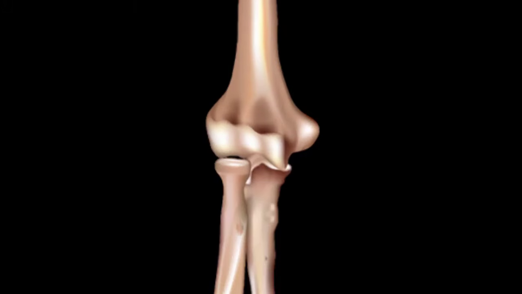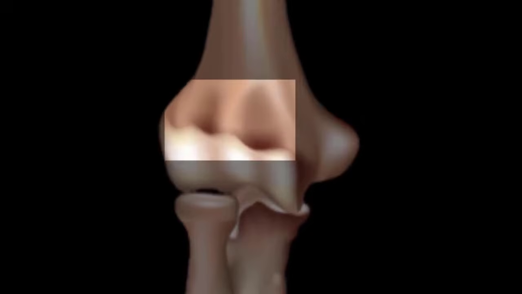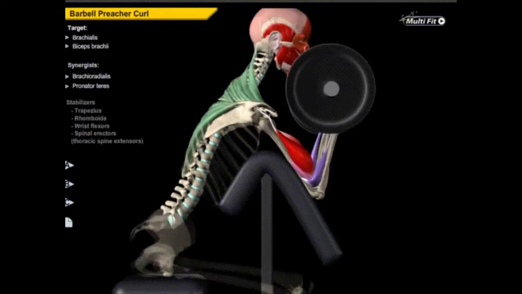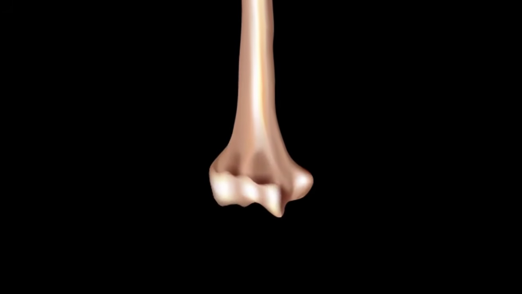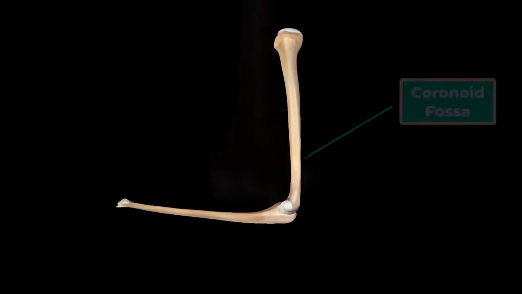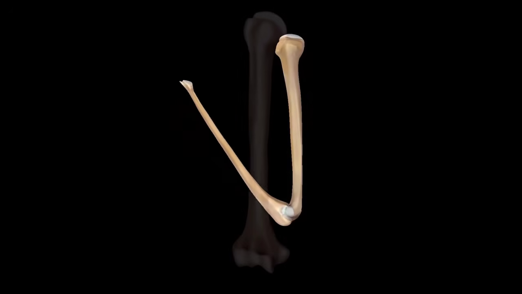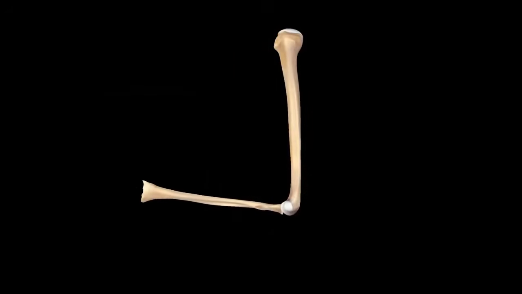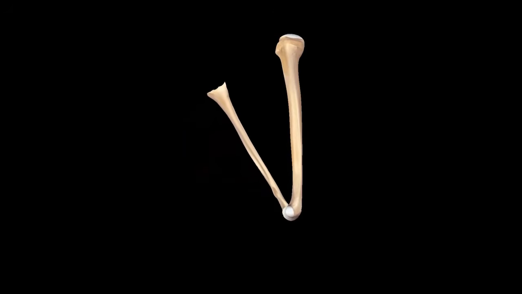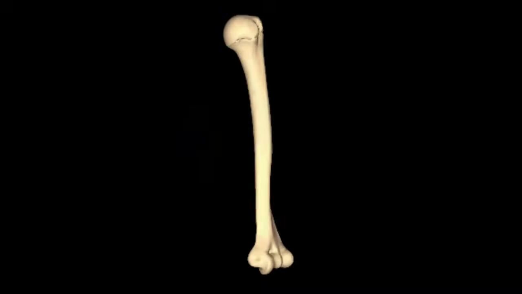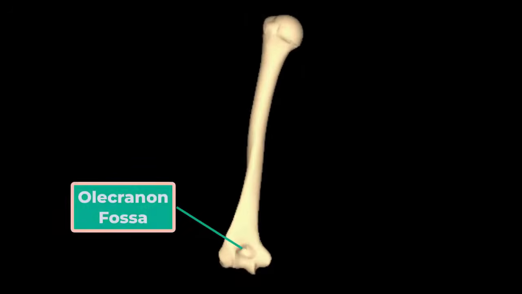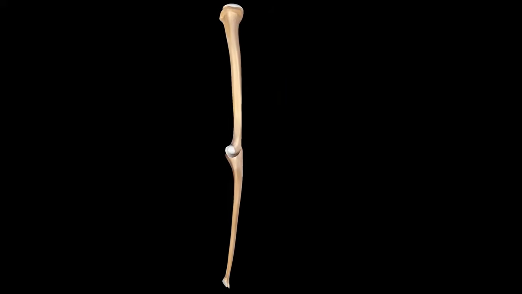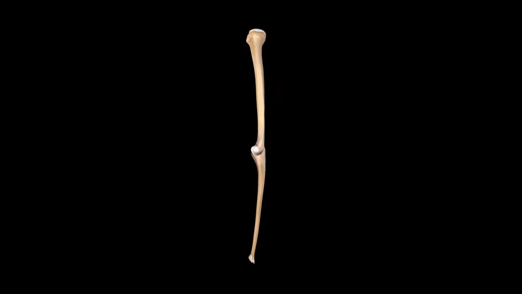Just above these bony areas are 2 small depressions. These spaces accommodate the forearm bones when the elbow is fully bent, or flexed. Superior to the trochlea is the coronoid fossa, which receives the coronoid process of the ulna, and above the capitulum is the radial fossa, which receives the head of the radius when the elbow is flexed. Similarly, the posterior humerus has the olecranon fossa, which is a larger depression that receives the olecranon process of the ulna when the arm is fully extended.